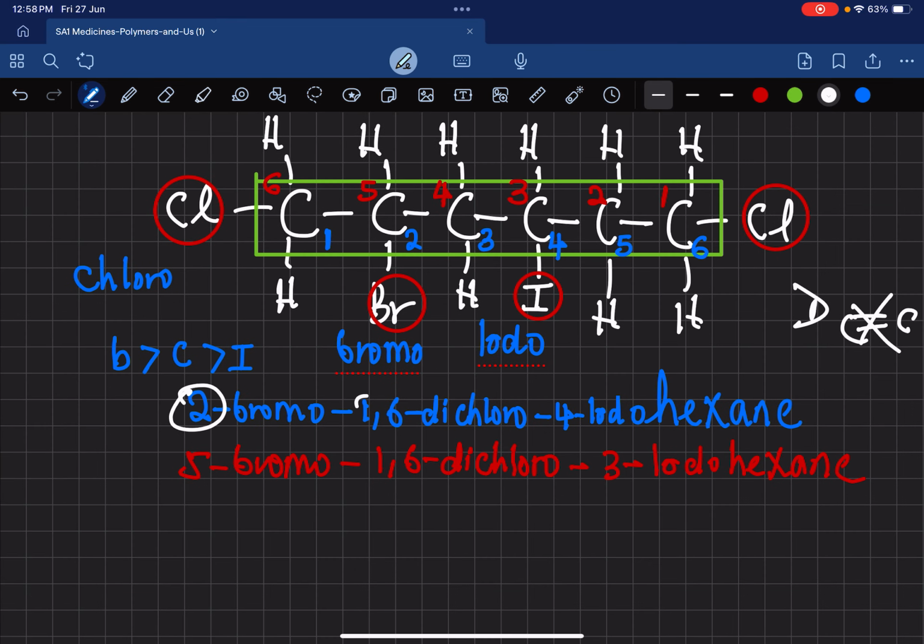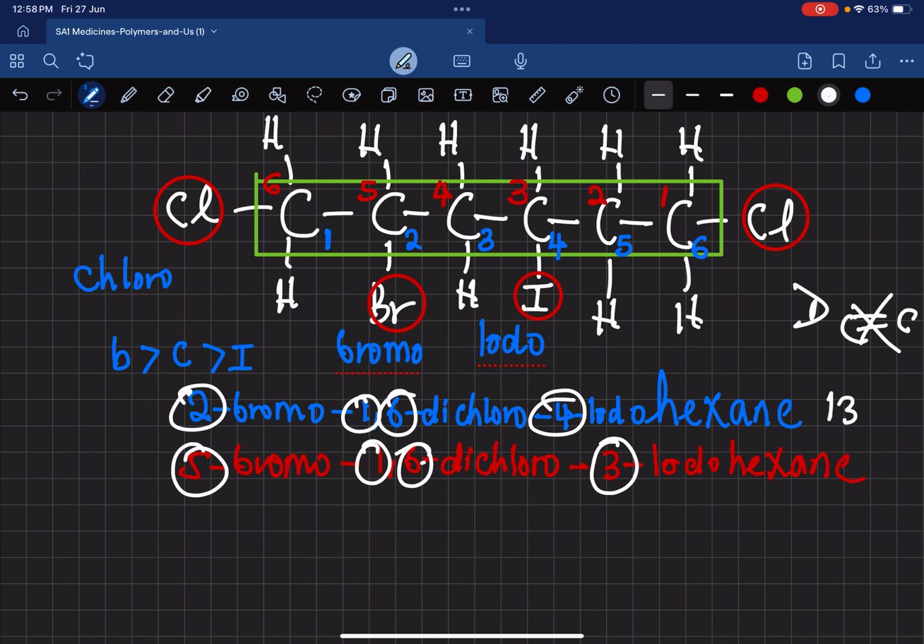2 plus 1 plus 6. So 2 plus 1 is 3, 3 plus 6 is 9, 9 plus 4 is 13. Here 5 plus 1 is 6, 6 plus 6 is 12, 12 plus 3 is 15, correct? So which number is smaller? 13 is smaller compared to 15, right?